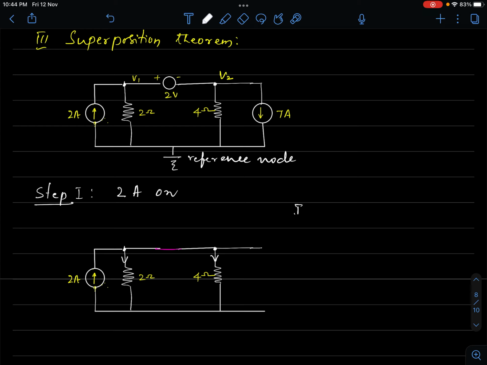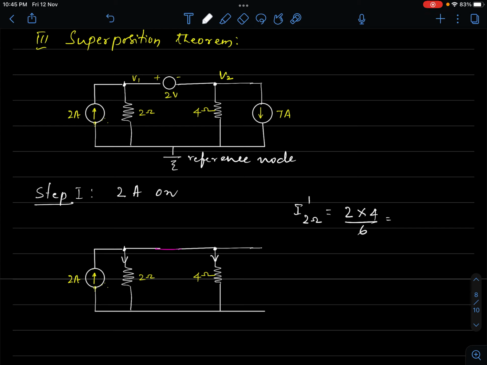So what is the current here? What is the current here? Okay, so I will call this I 2 ohm dash. This current is equal to, total current is 2, the resistance of the other branch is 4 divided by the sum of the 2. That is 2 into 4 divided by 6. This is 8 by 6 ampere.